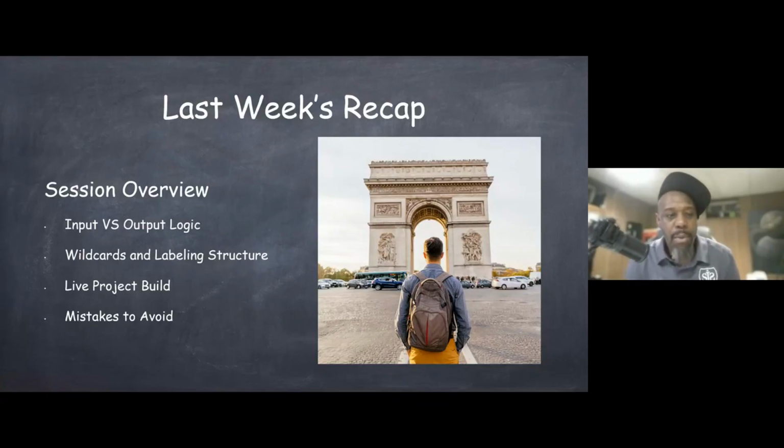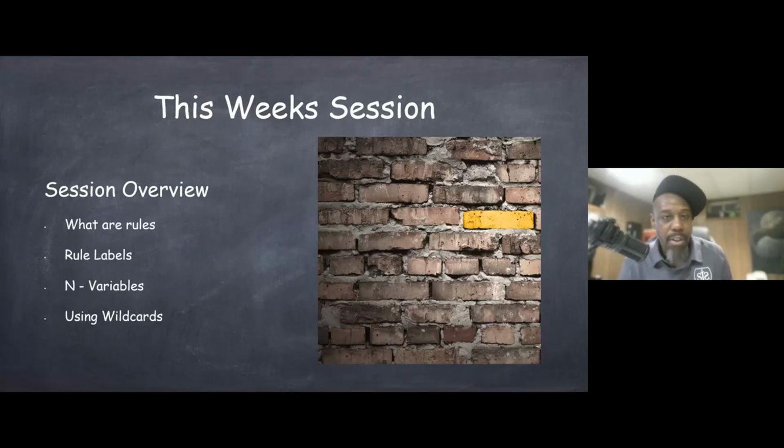So last week we went over a little bit of the input. We just breezed over the input, the output, a little bit of the wildcard, some labeling structure, and then we did a little bit of the project build. This week, we're going to dive a little deeper into the rules, the labels, and actually understanding why we have to write these rules so that the fire alarm control panel can receive these inputs and actually have these output functions.